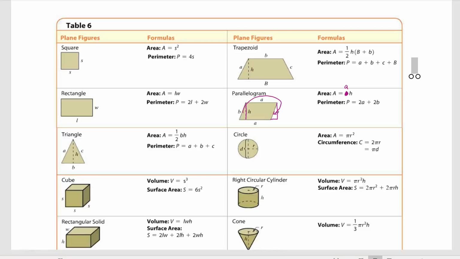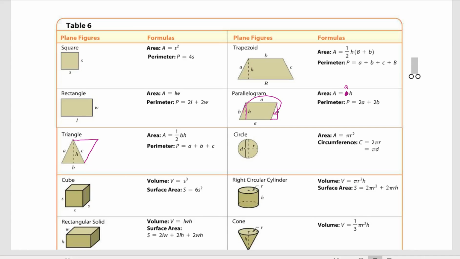Okay, alright. So that's why we come back to our triangle. You can see when we have 2 copies of the triangle, we actually get a parallelogram. And the area of the parallelogram is base times height. So that's why the triangle is half of the area of the parallelogram, which is base times height. Okay, and the perimeter is A plus B plus C, right? The sum of the three sides.